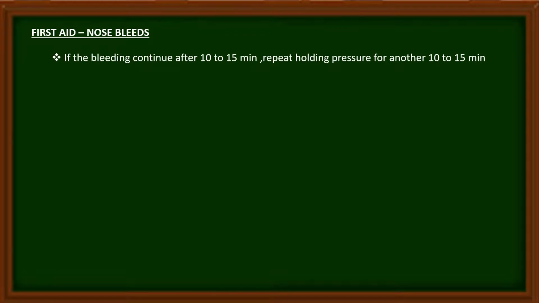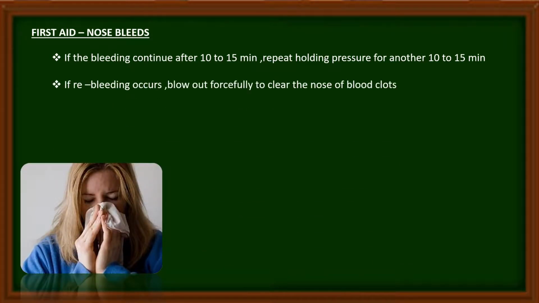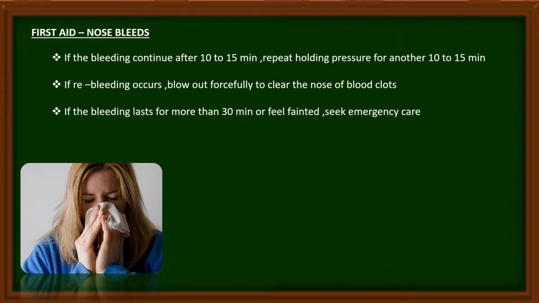If the bleeding continues after 10 to 15 minutes, repeat holding pressure for another 10 to 15 minutes, or pinch the nostril for the next 10 to 15 minutes. If re-bleeding occurs, blow out forcefully to clear the nose of blood clots. So blow out very forcefully so that the blood clots inside your nose must go out.